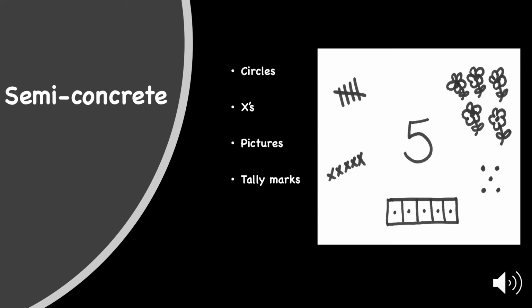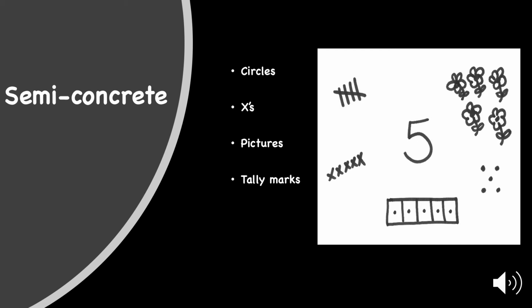The second aspect of the CSA model is the semi-concrete. Working in the semi-concrete, students are using illustrations and drawings to represent math concepts. These drawings might include circles, X's, pictures, tally marks. As students begin creating these illustrations, we don't abandon concrete manipulatives. Rather, we use them in conjunction with one another.